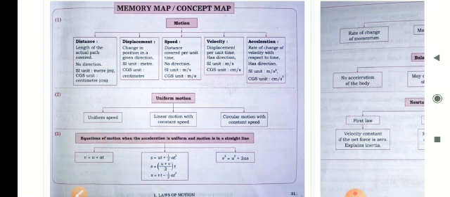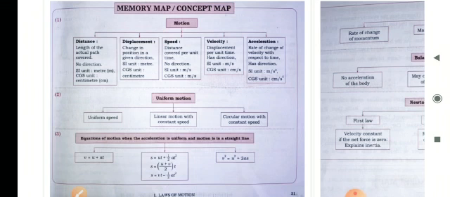Velocity. Displacement per unit time, has direction. SI unit meters per second, CGS unit centimeters per second. Acceleration. Rate of change of velocity with respect to time, and has direction. SI unit meters per second square and CGS unit centimeters per second square.